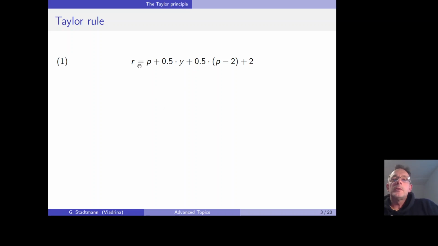So once more, we start with this version of the Taylor rule. On the left-hand side, we have the Taylor rate. P is the inflation rate, Y is the output gap, and then we have here the inflation gap. I would like to modify this relationship in the following way, that I would like to get rid of these brackets here, so I'm multiplying through by 0.5. So we get P plus 0.5 times P. Then we have 0.5 times minus 2.